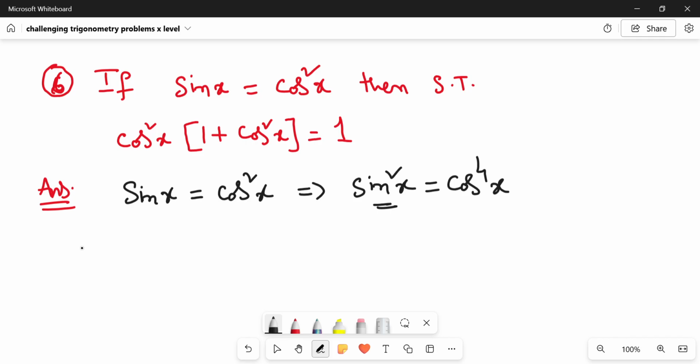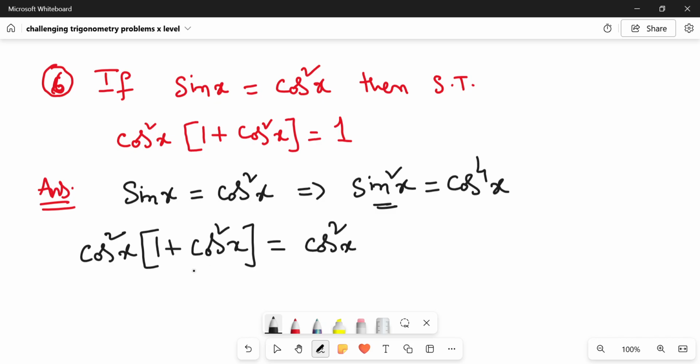Okay, now let's go back to the problem. The LHS part is cos square x multiplied by 1 plus cos square x. Now let's multiply the cos square x inside with the bracket. So cos square x into 1 is cos square x, and cos square x multiplies with cos square x and it becomes cos power 4x. Just now we have sin square x is equal to cos power 4x. Just replace the cos power 4x with sin square x.